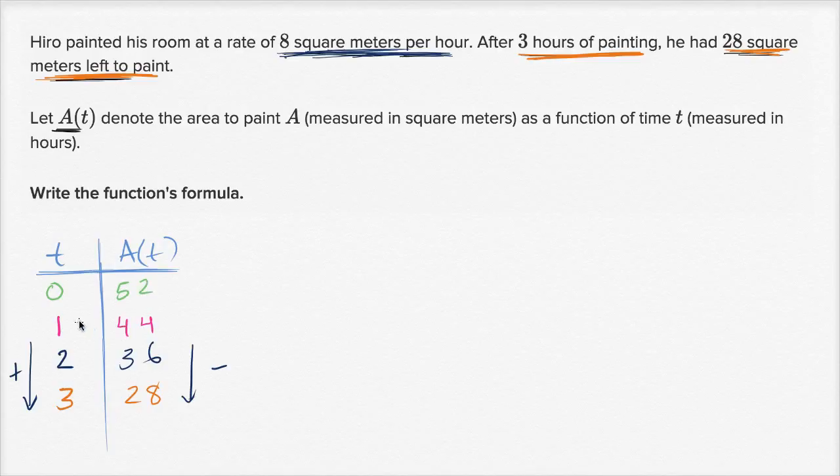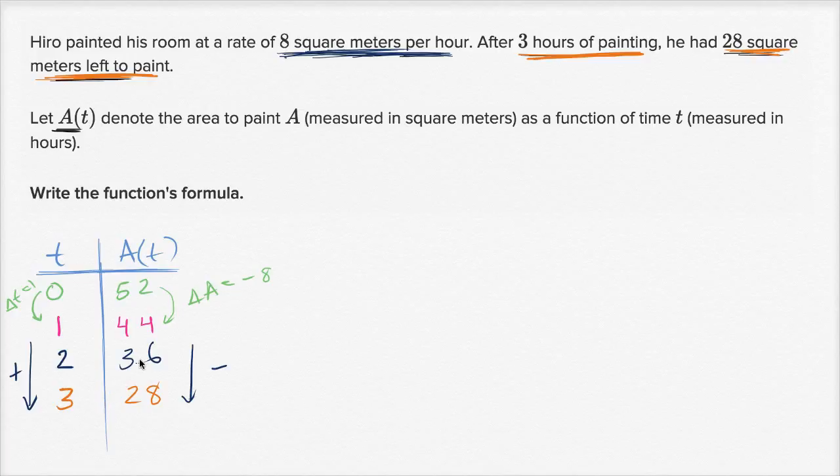Let's think about whether that makes sense. If right when he was starting, he had 52 square meters to paint, then an hour goes by, so your change in time is 1 hour, and then your change in how much he has left to paint goes down by 8. Change in A is equal to negative 8. That makes sense. His rate of change should be negative because the amount he has left to paint goes down as time goes forward. So this was pretty interesting.